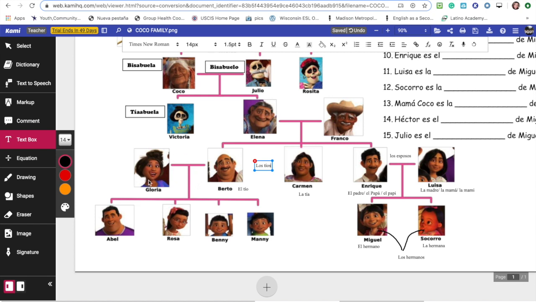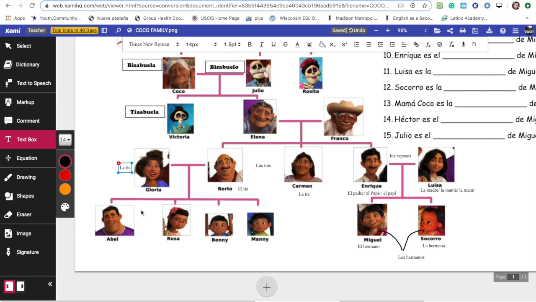Gloria, on the other hand, is considered in Spanish speaking countries la tía as well. So I always call the wife or the husbands of my first degree tías, I call them tíos or tías. So it's la tía.